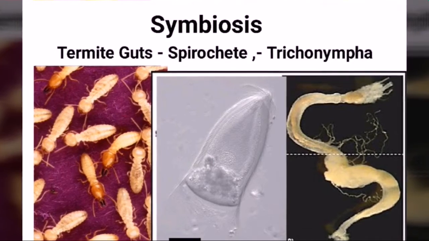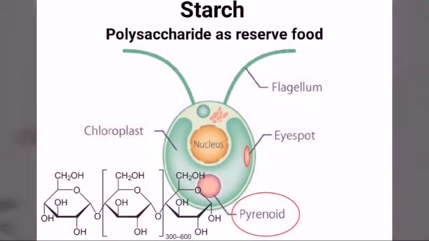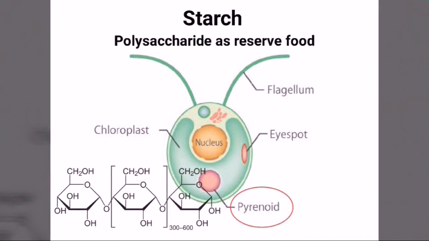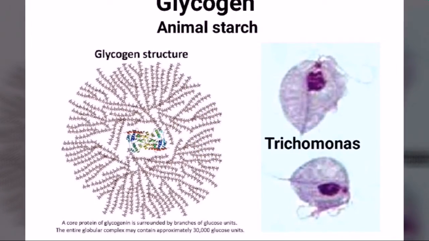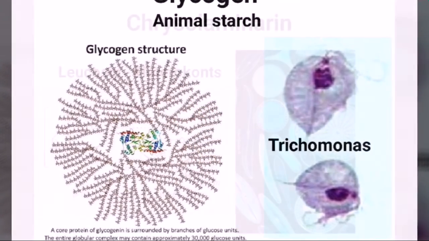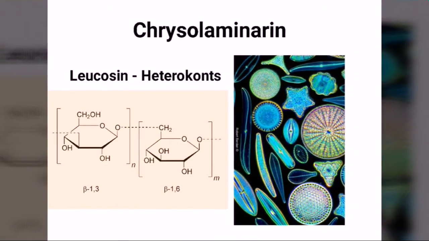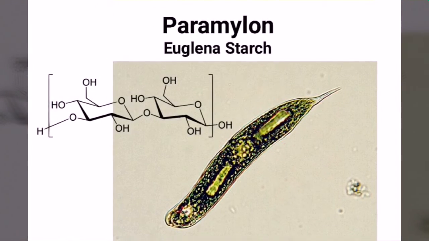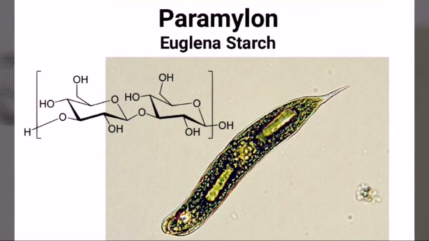Symbiosis is seen in termite gut, that is Spirochaeta and Trichonympha. Starch, the reserve food material, is present in some organisms. In some organisms, glycogen, animal starch, may also be present. Chrysolaminarin is seen in some organisms like diatoms. Paramylon is seen in some organisms like Euglena.